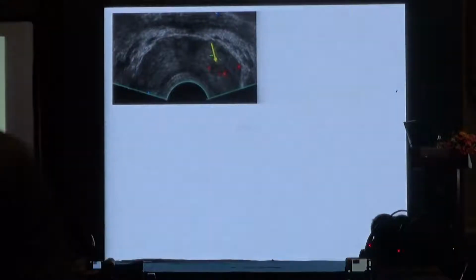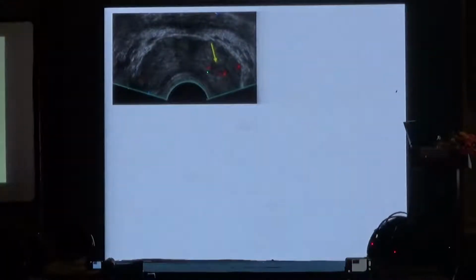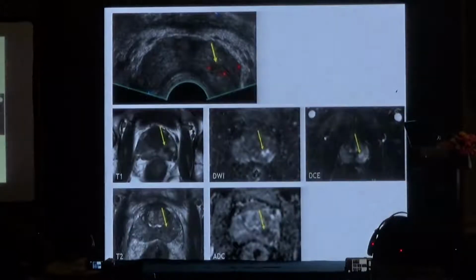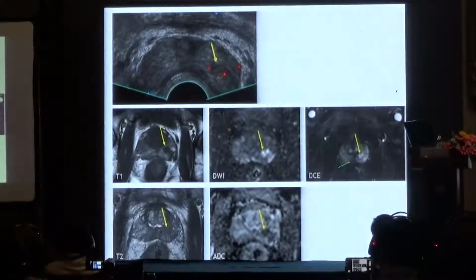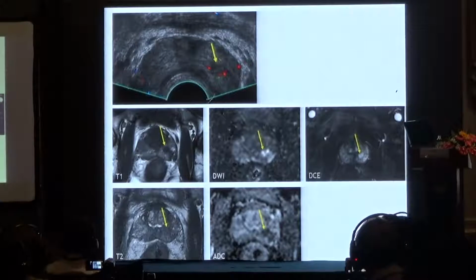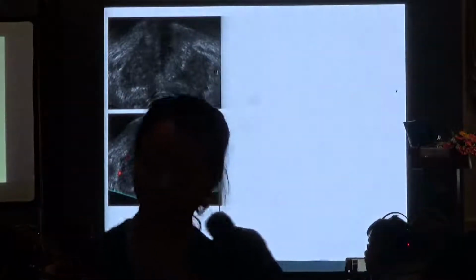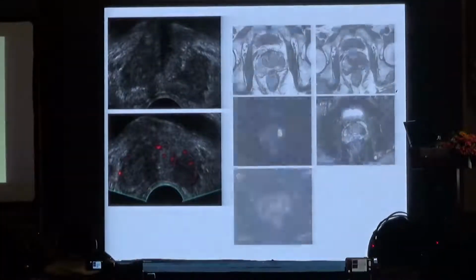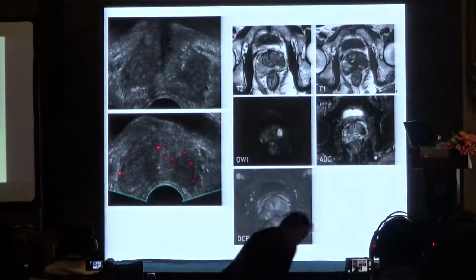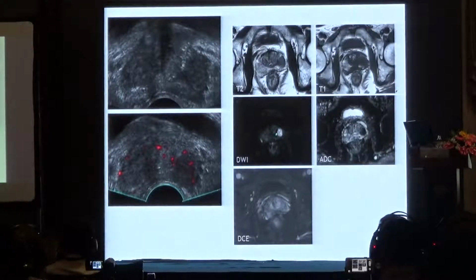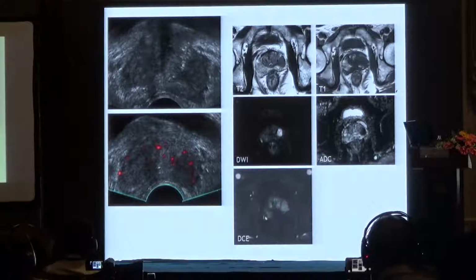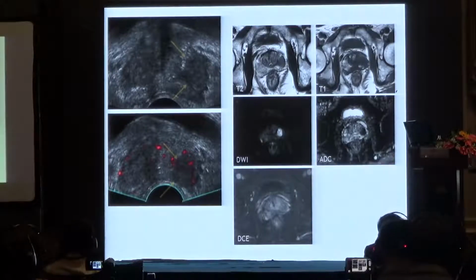Another case of prostate cancer: this area is suspicious, hypoechoic, and a little bit hypovascular, and the MRI well shows that this area has abnormal signal in all these sequences. In this case, hypoechoic, slightly hypovascular, and the MRI shows that this area is definitely abnormal signal. So comparison of the transrectal ultrasound findings and MRI is quite useful.